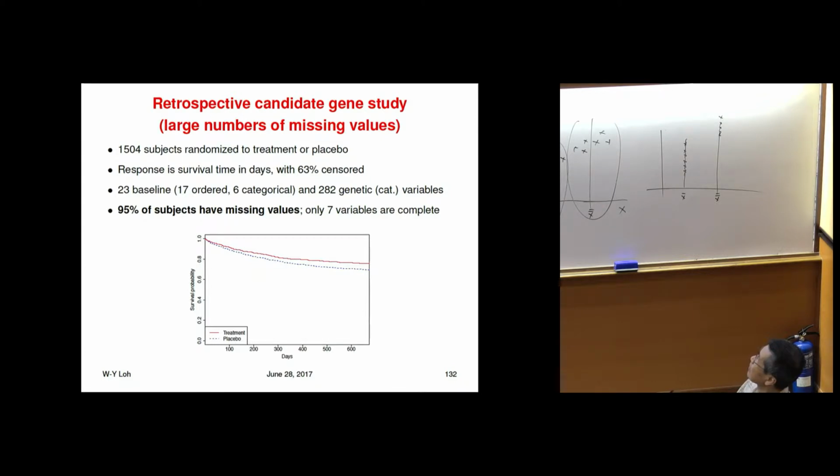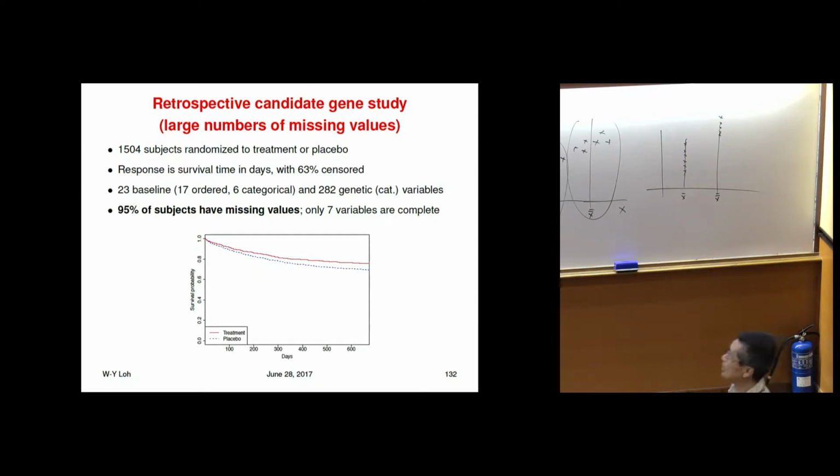There are 23 baseline variables, 17 ordinal, 6 categorical, and 282 genetic variables. Okay? But 95% of the subjects have missing values. So you look at the data matrix, 95% of the rows have missing values. And there are only 7 columns that are complete.